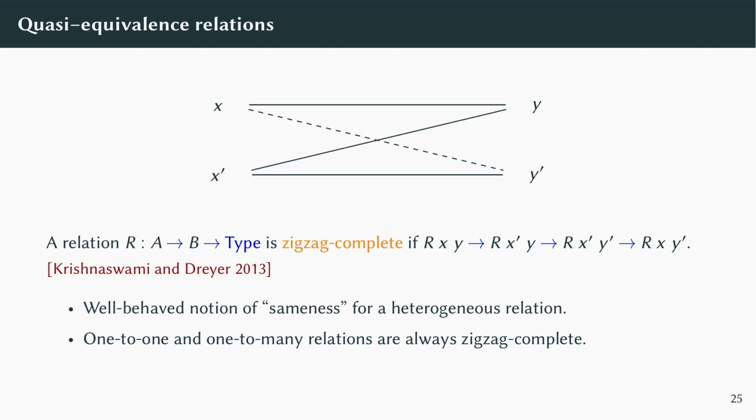In the literature on representation independence, a condition called zigzag completeness occasionally pops up, which states that if x is related to y, x prime is related to y, and x prime is related to y prime, then x is related to y prime. Zigzag completeness captures a heterogeneous version of symmetry and transitivity, ensuring that the correspondence gives rise to a well-behaved notion of sameness on each side. Note that one-to-one and one-to-many relations are always zigzag complete.